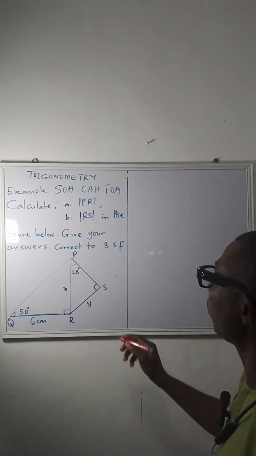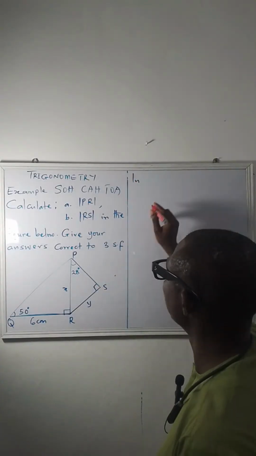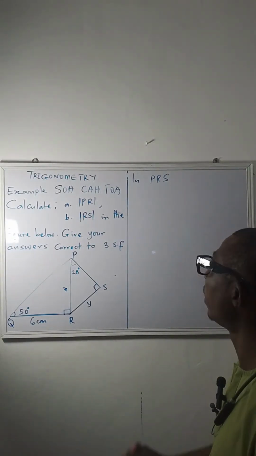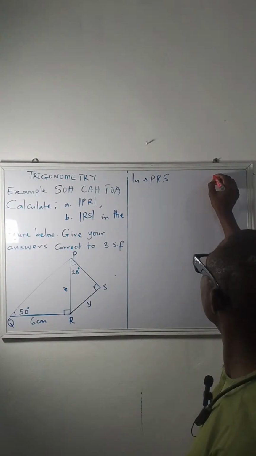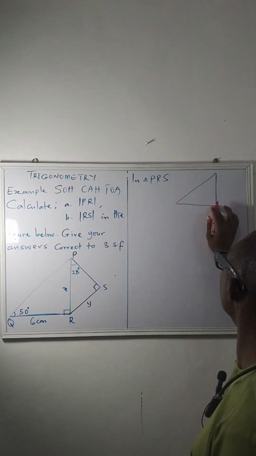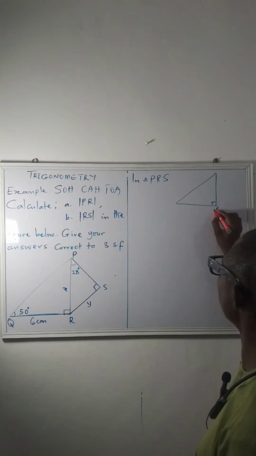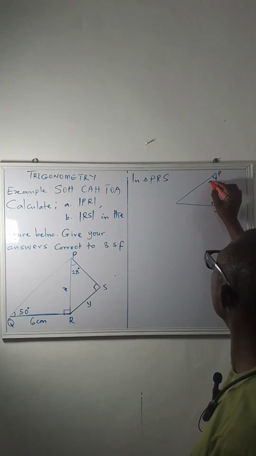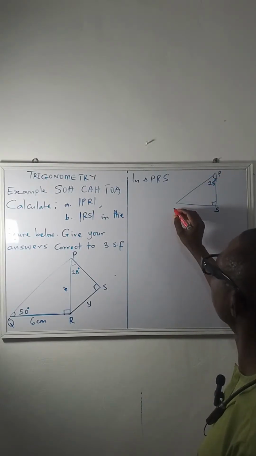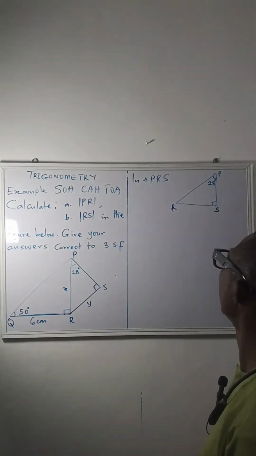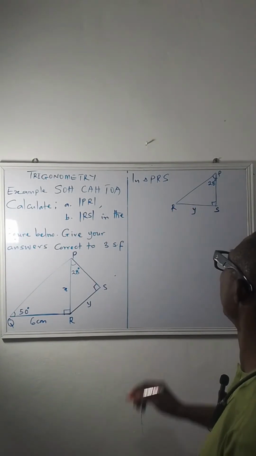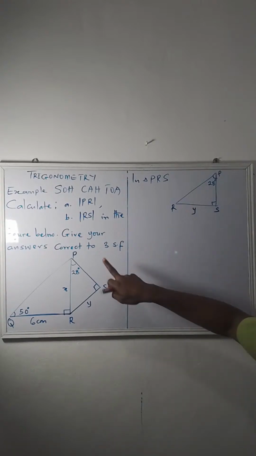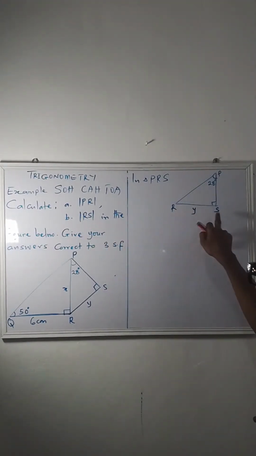All right, now, so look at this. In triangle PRS. Okay, so let's see, it's like this. Triangle PRS. This is S. This is your P, 28 degrees. This is R. Okay, so we want to get this place. This is Y. So now let's consider this triangle. Now our objective is to get length RS.